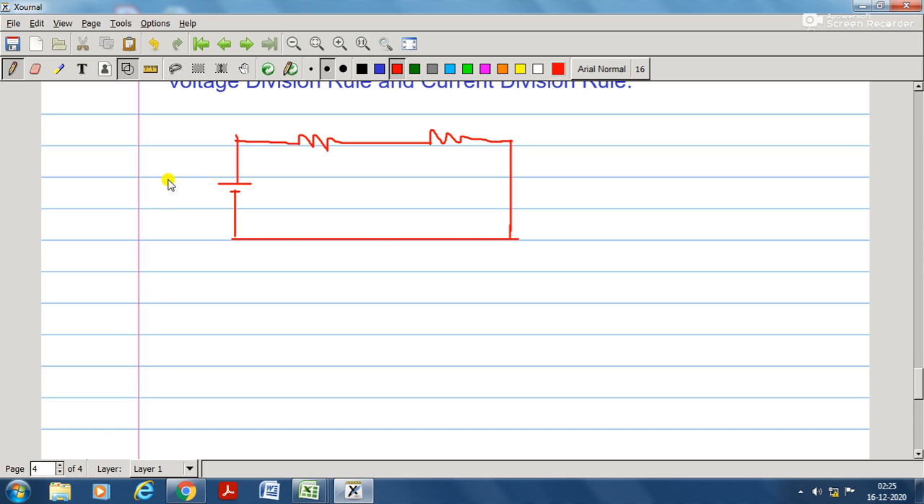The source voltage is V in, and the resistors are R1 and R2. Now we have already derived the equivalent resistor of a series combination, so the current which flows through R1 and R2 when they are in series can be easily found as V in upon R1 plus R2, which is my overall current I. Now ultimately this V in gets divided across R1 and R2.